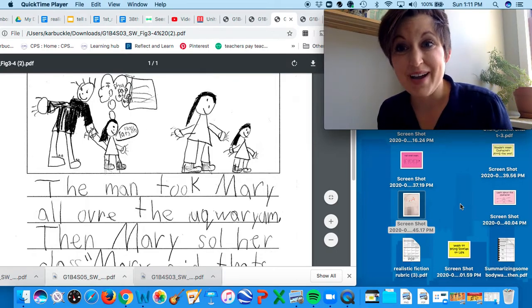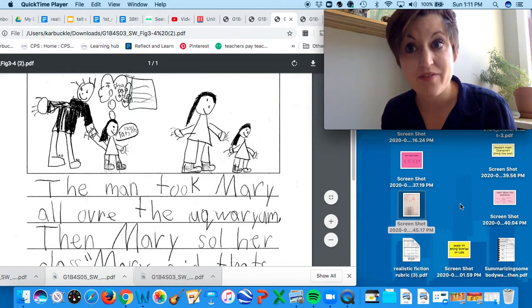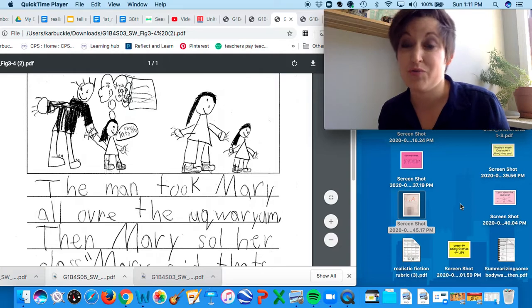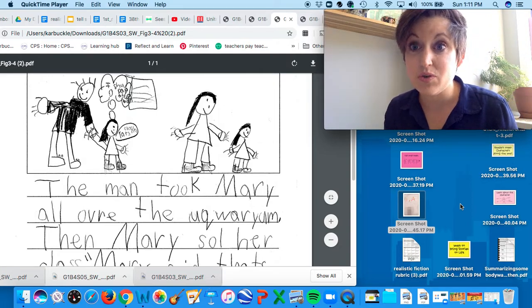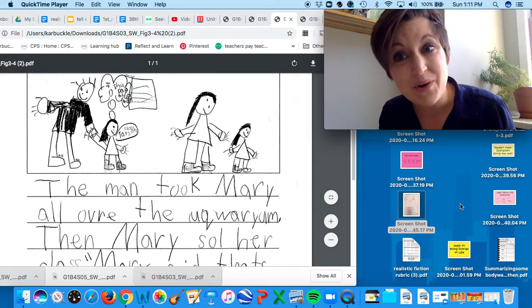Back to our final day of this version of our realistic fiction stories. We have been busy this week bringing our stories to life through actions, through dialogue, through feelings, and telling the solution to our problems in small steps, bit by bit. And today we are on our final page of our book where we are going to end our story.